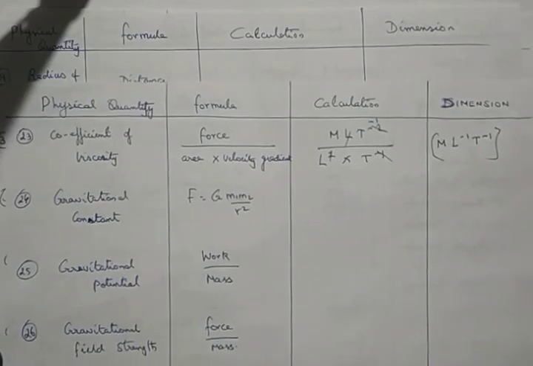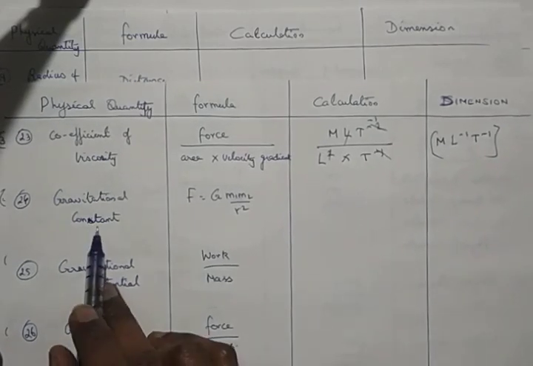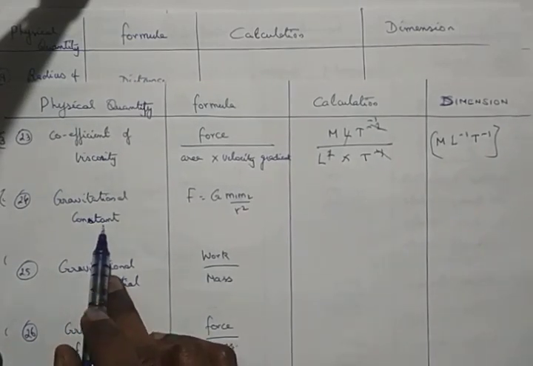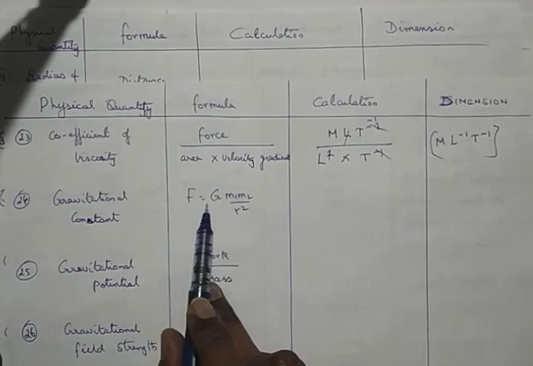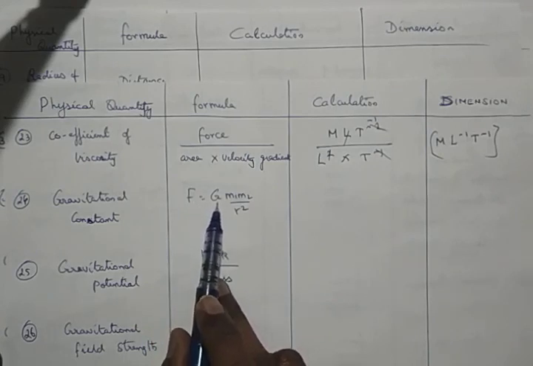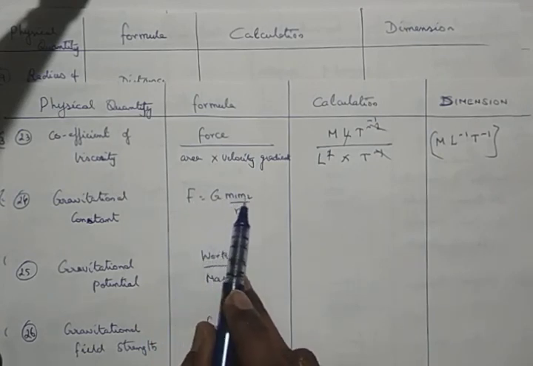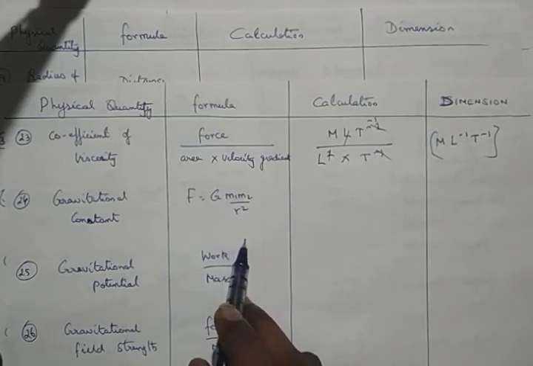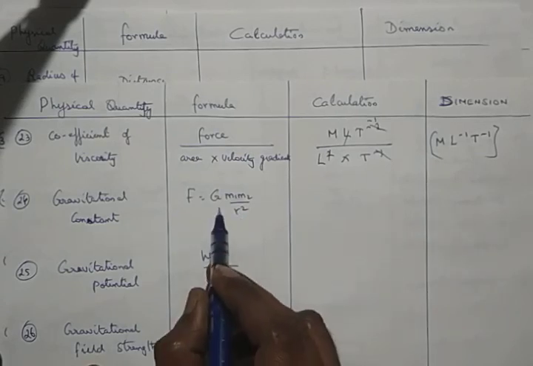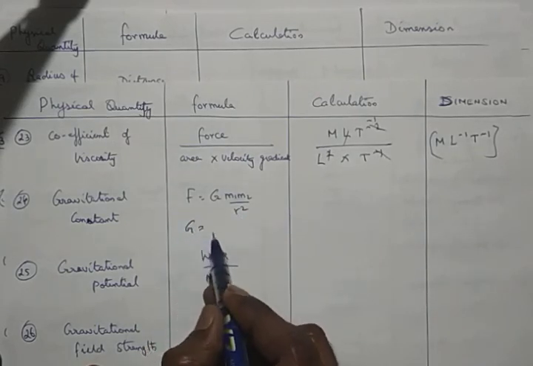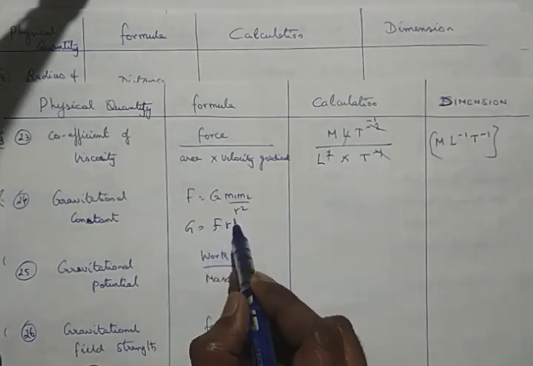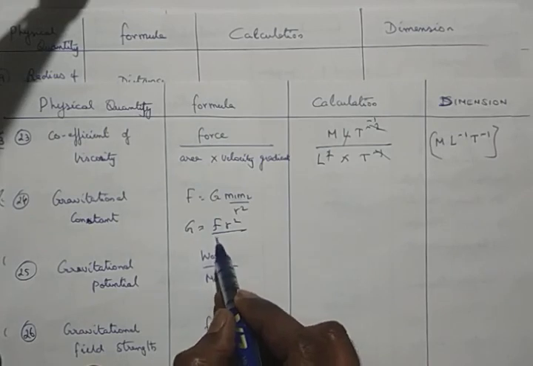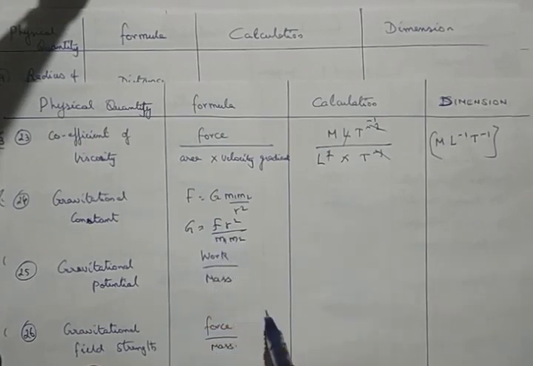The next formula is gravitational constant. We already know this particular constant called gravitational constant. We have studied in earlier classes. Force is equal to G, the universal gravitational constant, into the product of two masses over the distance square. If you want to write only what is gravitational constant, cross multiply: F into R square upon M1 into M2.